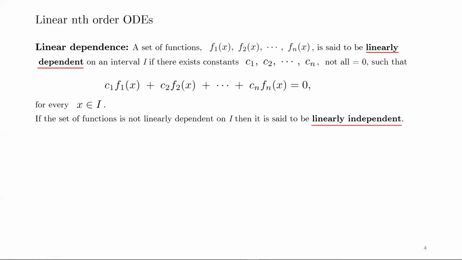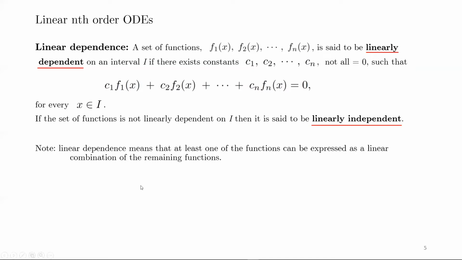Let's make a note here that if you have a linearly dependent set, that means at least one of the functions can be expressed as a linear combination of the remaining functions. For example, if f1, f2 through to fn were a linearly dependent set, then we may be able to write f1 in terms of f2, f3 and f4.